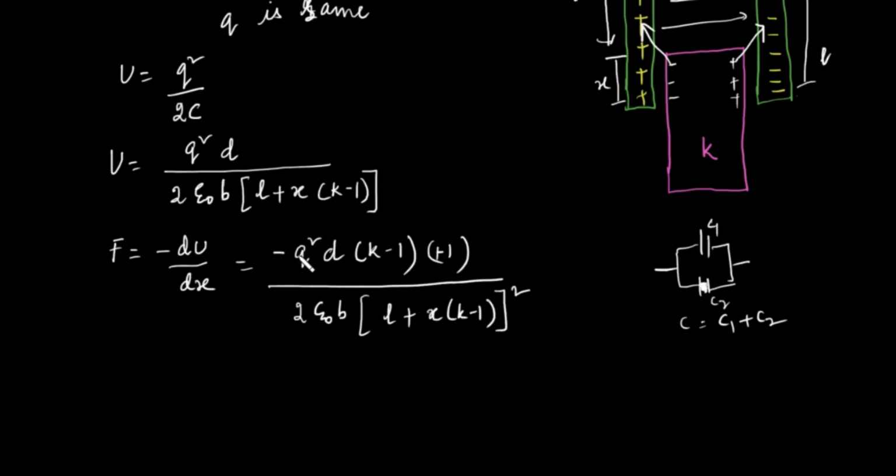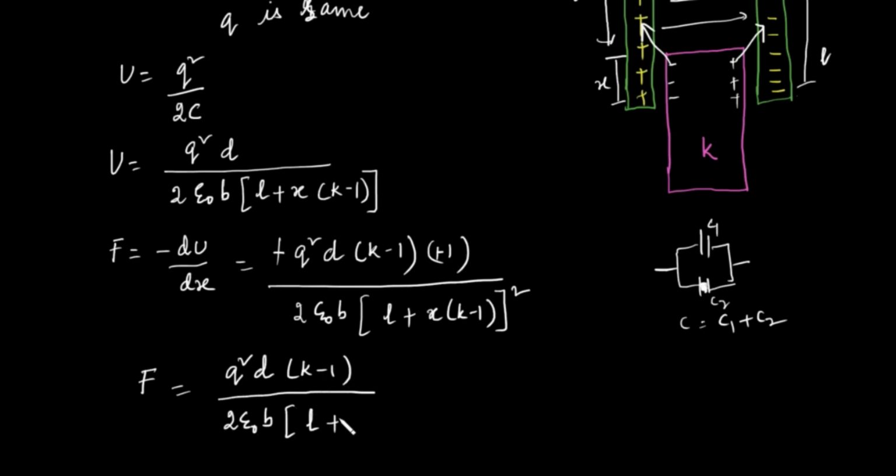Now this minus will become plus. So F is equal to Q square d into k minus 1 by 2 epsilon naught b, L plus x into k minus 1 whole square. This is the formula for the force acting on the dielectric slab.